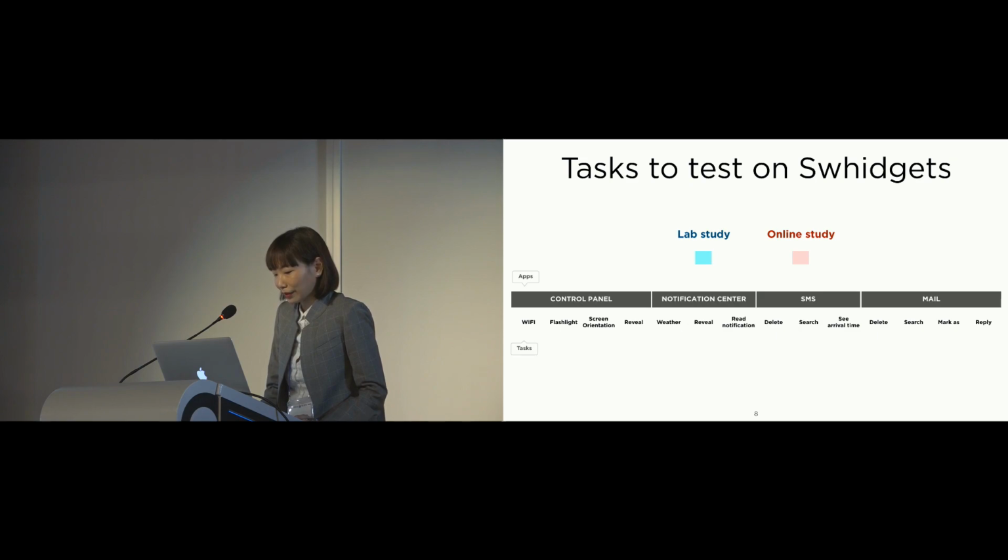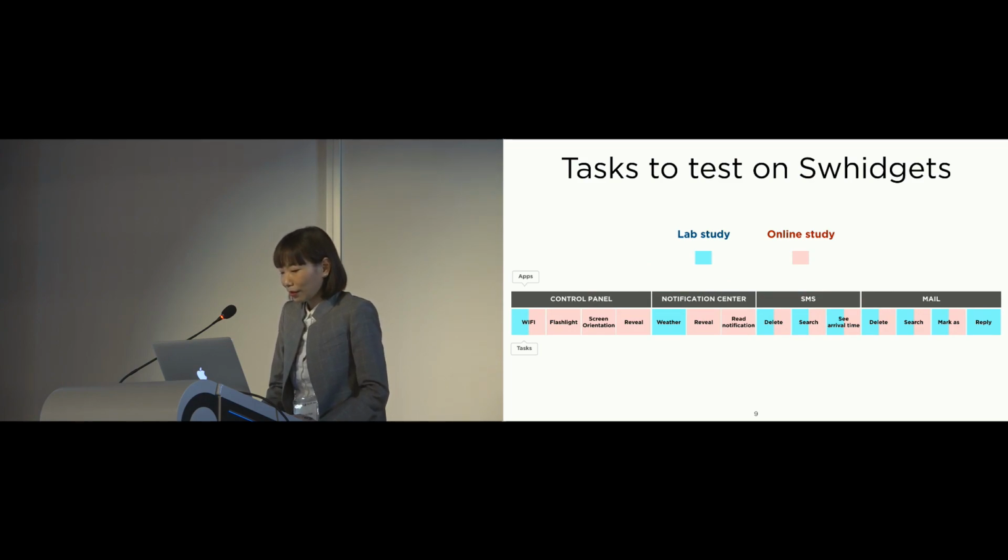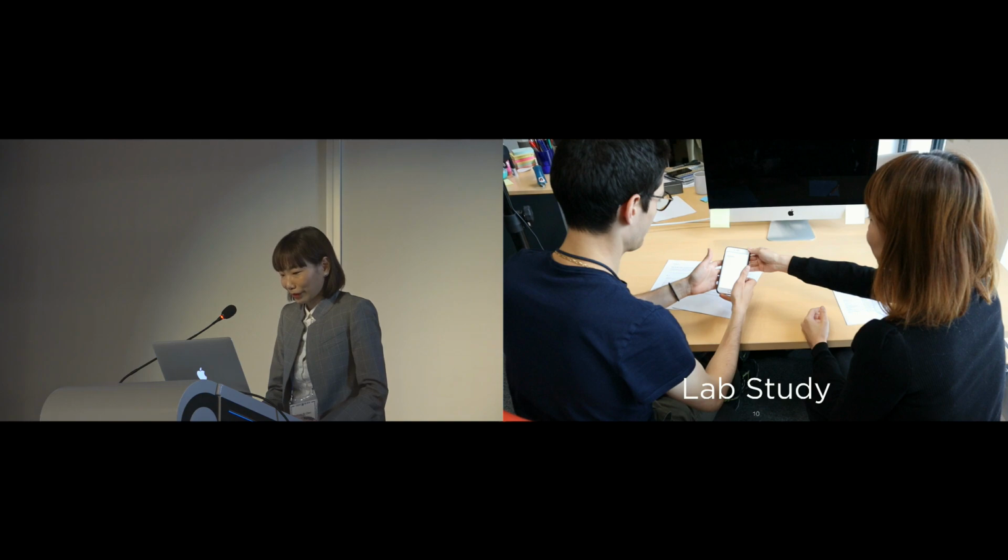These two studies have various tasks categorized in 4 different applications: the control panel, the notification center, the SMS, and also the system-provided mailbox in the show and chart. To keep the study short, we selected only a few tasks in each application. For the lab study in blue, we want to compare participants' knowledge of each input method type. So we focus on tasks with alternatives to the use of Swhidget. For the online study in pink, we focus more on Swhidgets to know if participants knew them and how they discovered them. Our first study is the laboratory study.